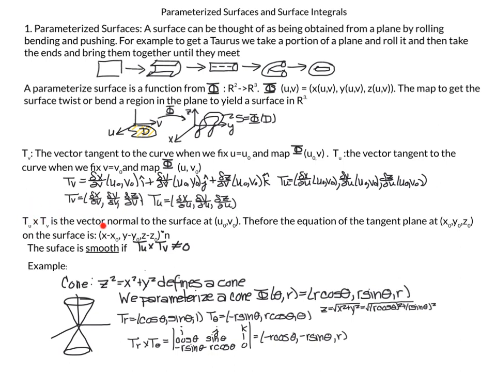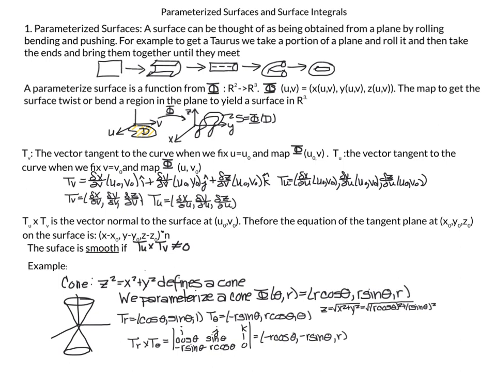So Tu cross Tv will be our vector normal, and therefore we can get the equation of the tangent plane, which is (x minus x naught, y minus y naught, z minus z naught) dot n. This equation, as well as the fact that Tu cross Tv is normal, are things we talked about in our video on the cross product. We can also say that the surface is smooth if Tu cross Tv does not equal 0.